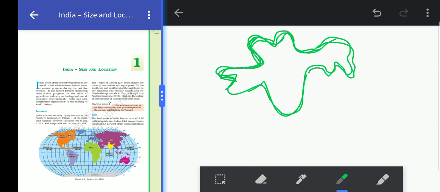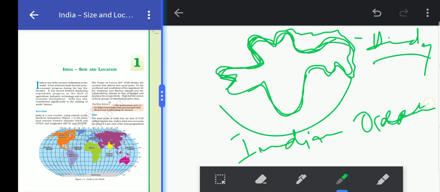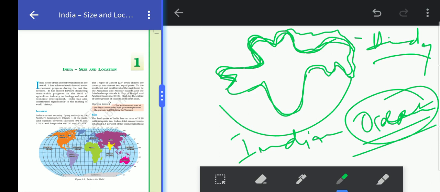7,516.6 kilometer. And on the north side we have one big mountain. That is here, we find Himalaya. Not the bike Himalaya. This is the mountain Himalayas. And south we find Indian Ocean. Now, this stylus is not so good. I'm using a cheap one, that's why my handwriting is really bad, but I hope it will make you understand.